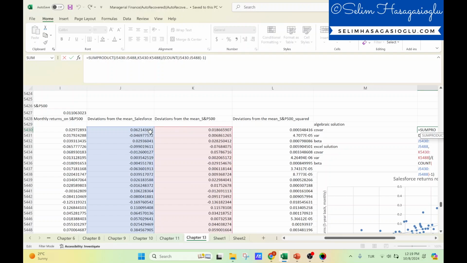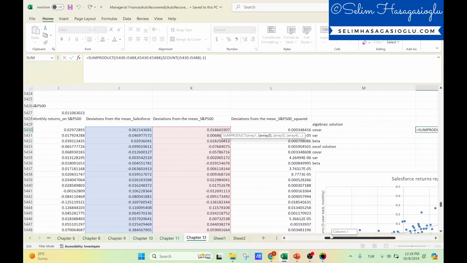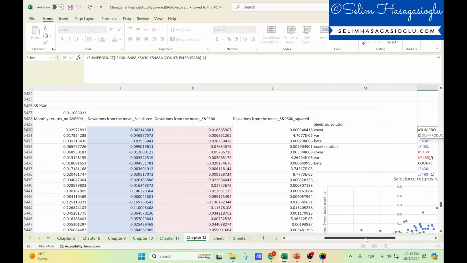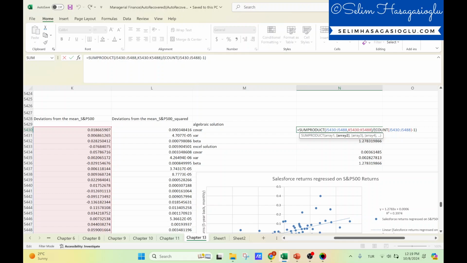This is the average of all these product values, and you can calculate this in a longer way by using the SUMPRODUCT function: sum product of these deviations from the mean for both Salesforce and the S&P 500, divided by the number of observations minus 1. In the denominator, we have the number of observations minus 1 because we are following the sample convention. This is the past data. We are not looking at the population. We are looking at the sample.